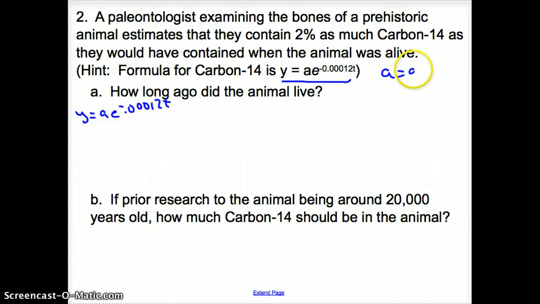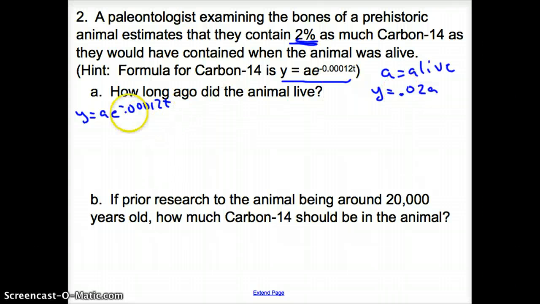Now what is our a going to be? Our a is just going to be the amount when it was alive. So our a is going to stay a, but now what's our final amount? Now they contain 2% as much as they did when they were alive. So our y is going to be 0.02a, because that's how much is left. 0.02 as much as when they were alive.